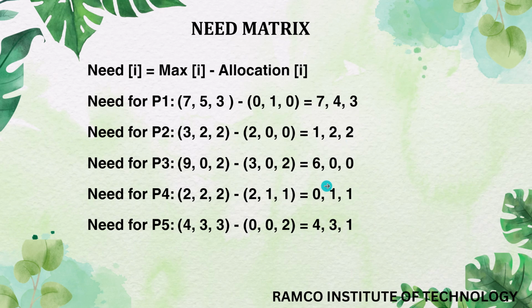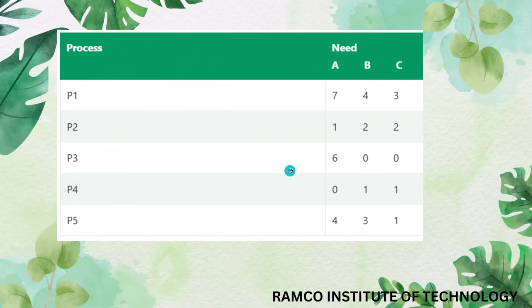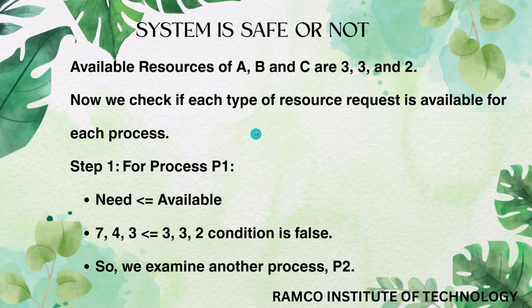So now we found out the need for each and every process from P1 to P5. So this is the need matrix for the corresponding processes. By using this need matrix, we are going to proceed to the next step. So now we are going to check whether the system is safe or not by applying the safety algorithm. Already we know that the available resources are given. The available resources are 3, 3, 2. The resource types are A, B and C. Now we will check if each type of resource request is available for each process.